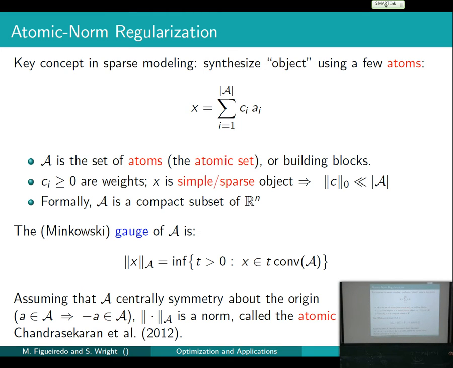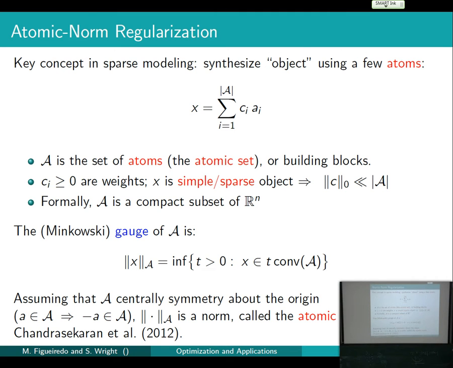So you can define a gauge on this space to be the infimum over positive t such that x is below t times the convex hull of A. So this A, by the way, is a set of atoms. It's the atomic set that spans the ambient space, kind of the building blocks for the space. So in the case of Rn, the atoms could just be each of the unit vectors.